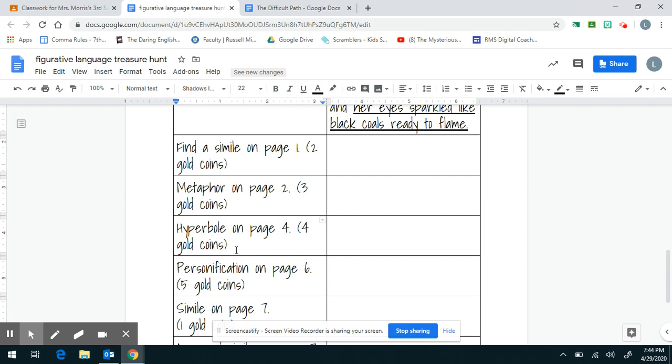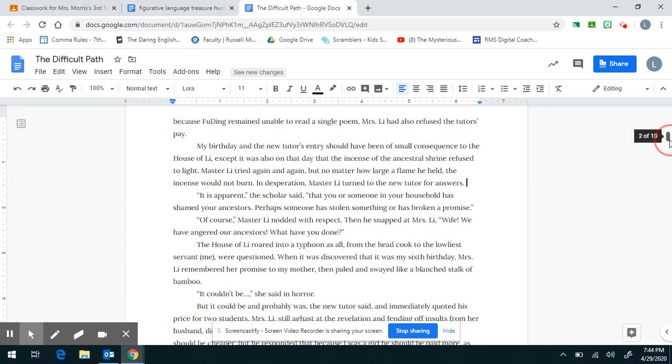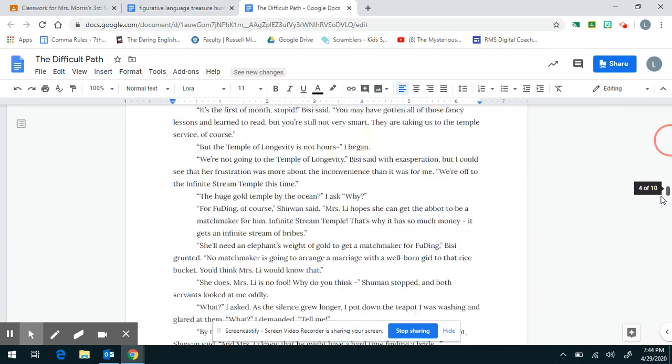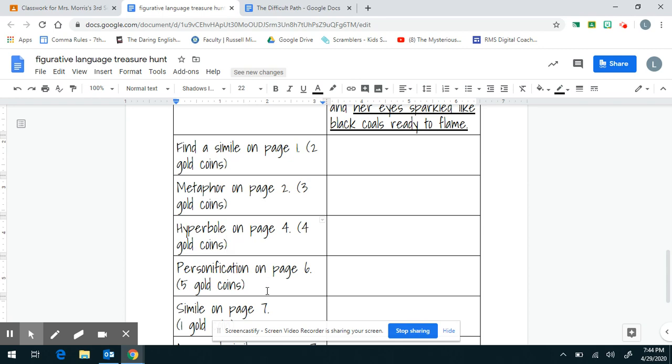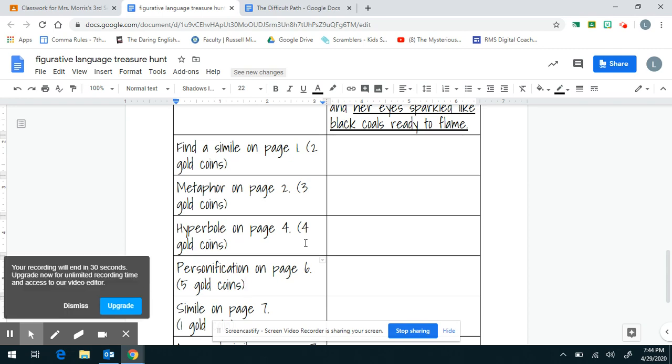A hyperbole on page 4, if you choose that one, a hyperbole is an extreme exaggeration. If I say, I'm so hungry I could eat a horse, obviously I'm exaggerating because I could not eat an entire horse no matter how hungry I am. And I would look on page 4, and then I would copy and paste that, and I would underline where that hyperbole is. If I choose personification on page 6, personification is when we give non-human things human characteristics. So if I say the flowers were dancing in the wind, that is personification because the flowers are not truly dancing in the wind, because that's what people do, but it's letting me know as the reader they're moving in the wind very gracefully. So I'll look on page 6 for that.